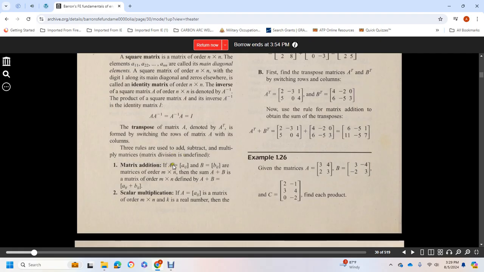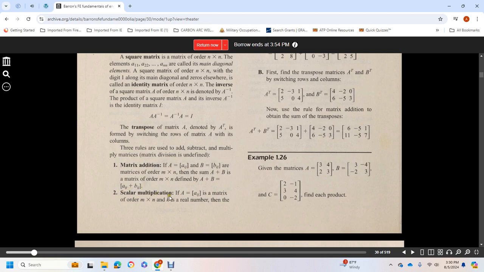Matrix addition. A is equal to a_ij, row i times column j. B is equal to b_ij, row i times column j. Both are matrices of order m times n. The sum of A and B is the matrix of order m times n, defined by A plus B is equal to a_ij plus b_ij, over the rows and columns.